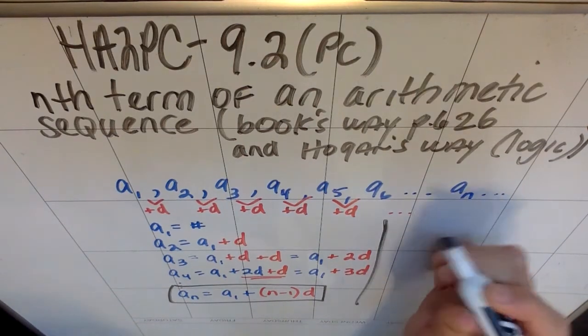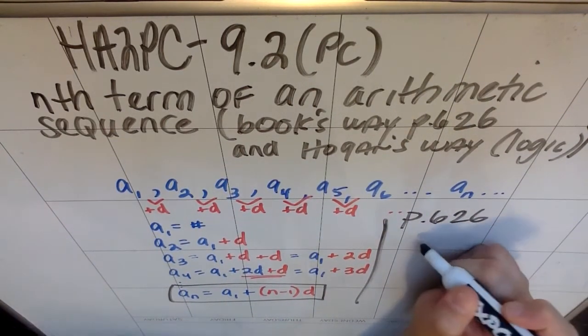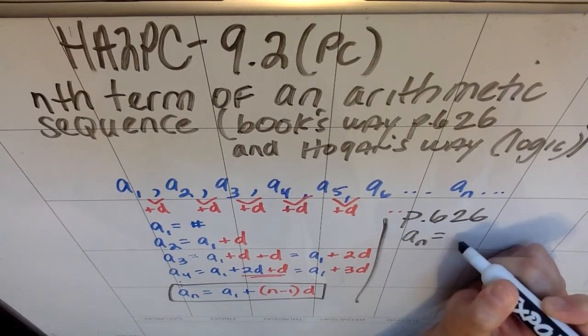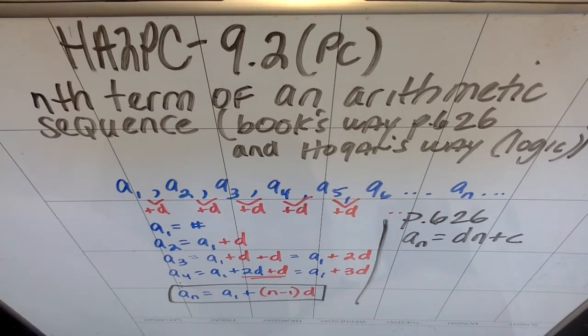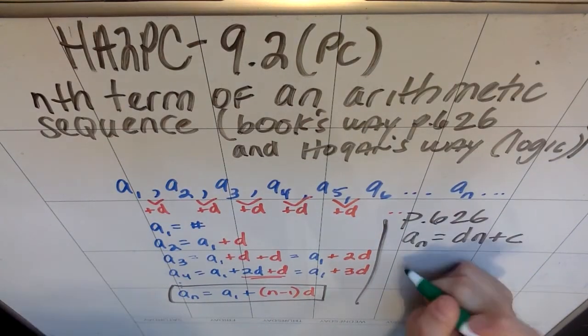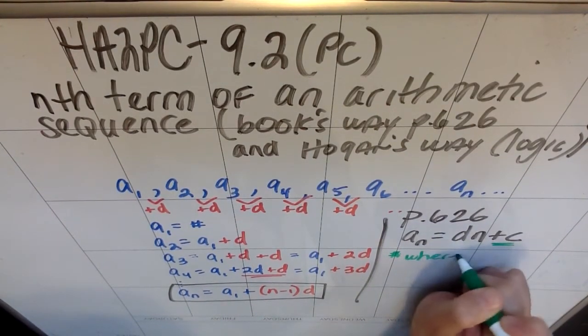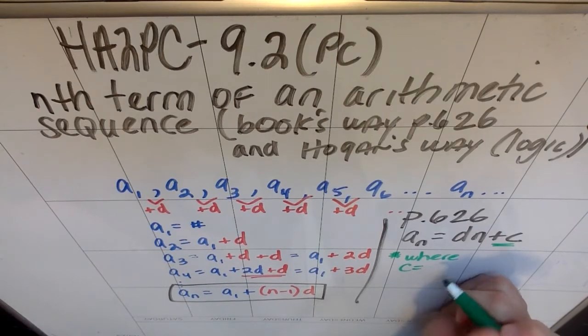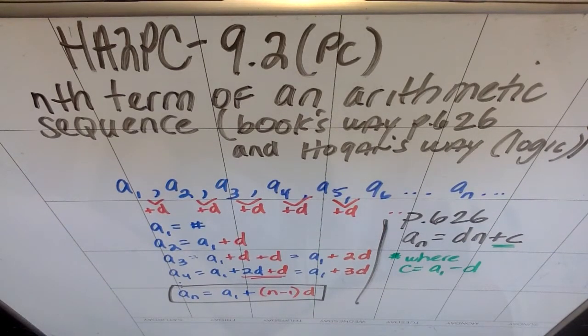So in the book, on page 626, they give you that a sub n equals dn plus c. Now, you might be like, but Hogan, what is this c? Come on. And that's a good point, and that's why I disagree with the book here. They then say where c is a1 minus the common difference, right?